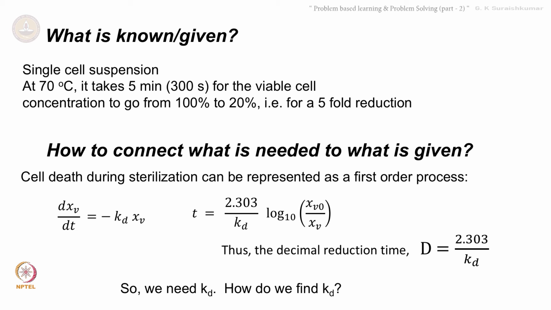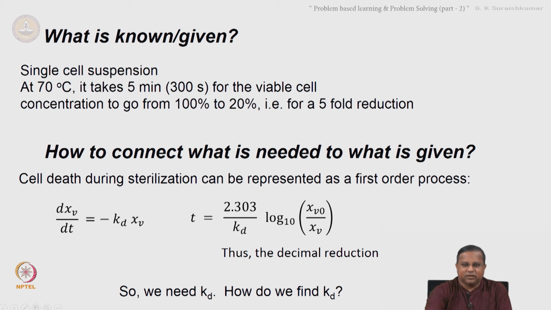So, to solve this problem, we need k d. Everything else is a straightforward thing. Decimal reduction time is 2.303 by k d. We need k d, and how do we find k d? To find k d, we use the other data.